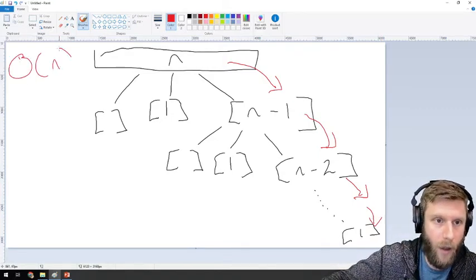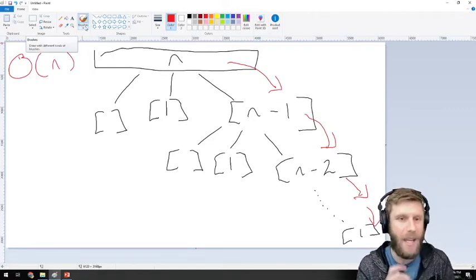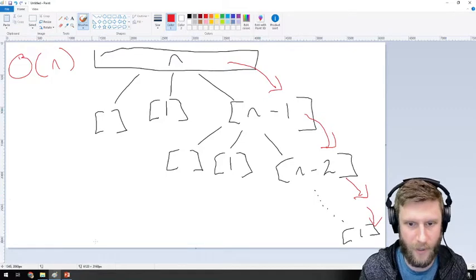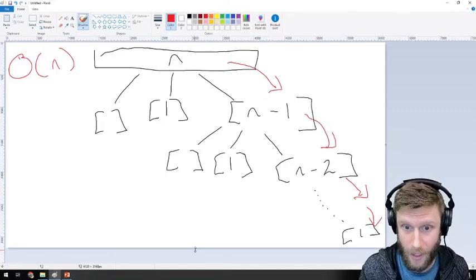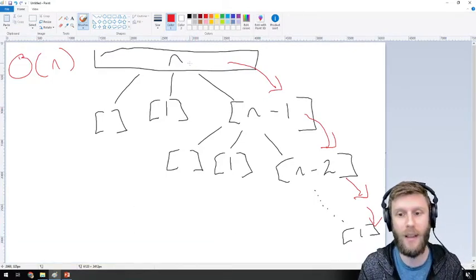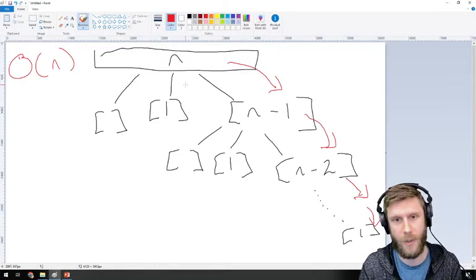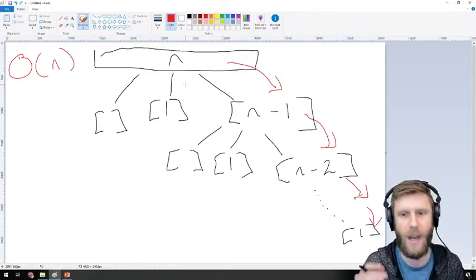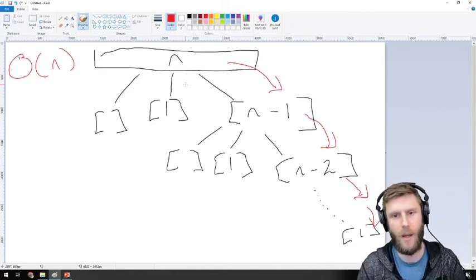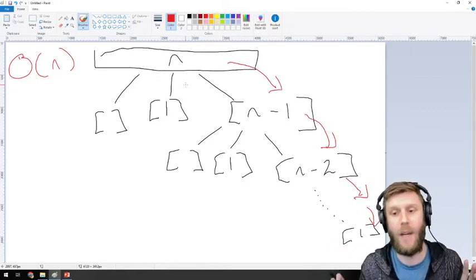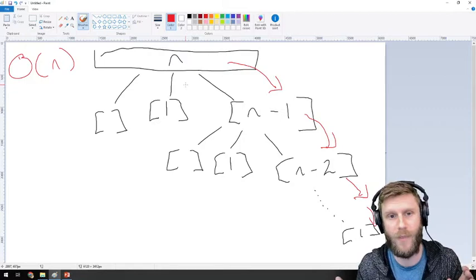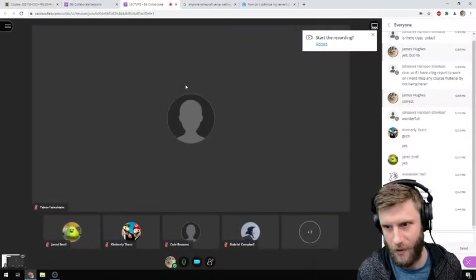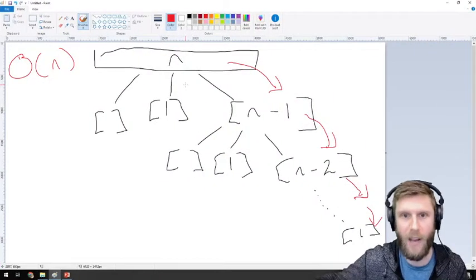Big O of N. But now let me ask you, and if you think this is a trick question, if you're finding this difficult, you're thinking too hard. How many layers are there in this tree? How many times, if this happens, am I going to end up doing this linear time operation? Any ideas? N. Exactly. Why?